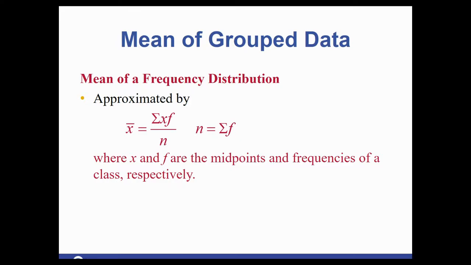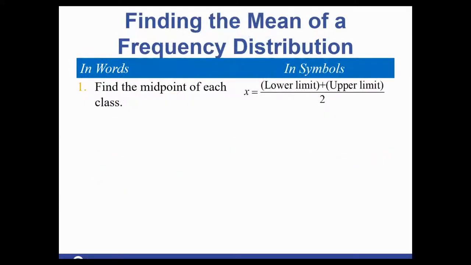The other type of mean that we want to add is the mean of a frequency distribution. That is this formula right here. This is where X and F are the midpoints and frequencies of a class, respectively. And then this might be useful as well, the sum of your frequencies. So we'll talk more about frequency distributions later. So this one's semi-done for you in just a moment.